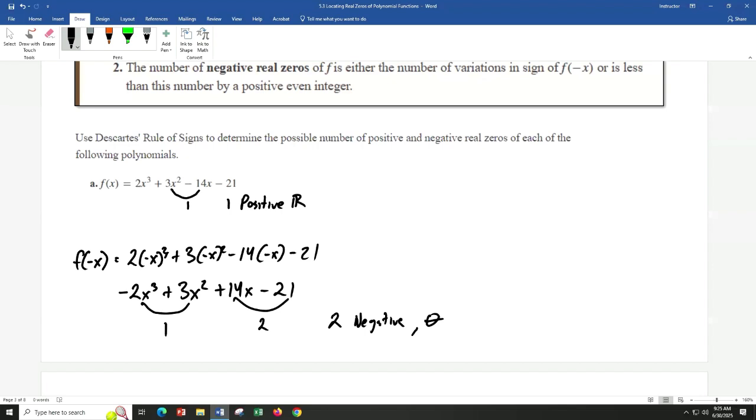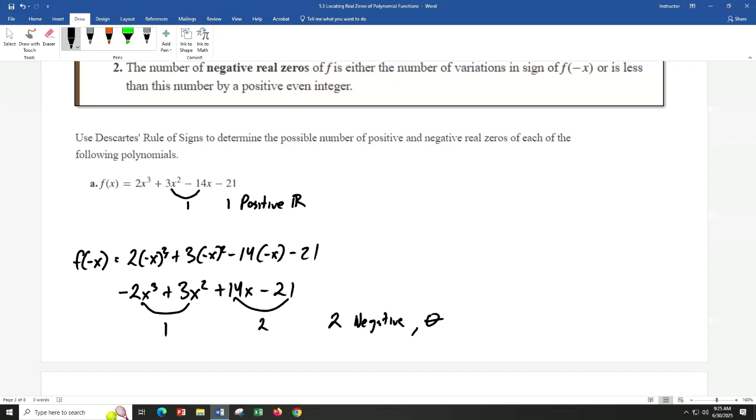But that's what Descartes' rule tells us. It says, hey, this is what you could possibly have. See if it helps out a little bit. Because think about it. What helps me on this one is knowing, man, if I find 1 positive, well, then I don't got to worry about any other positives anymore. Does that help y'all? Okay.